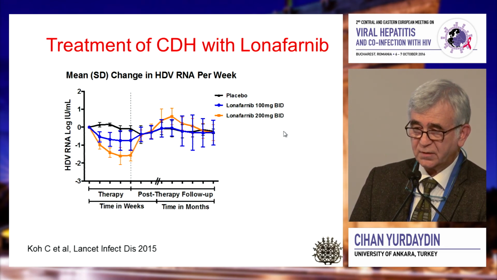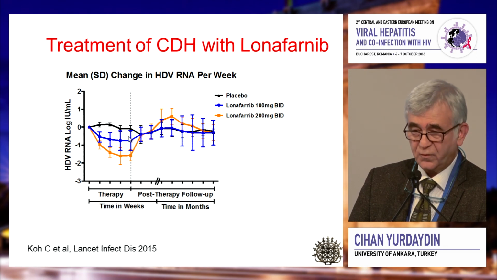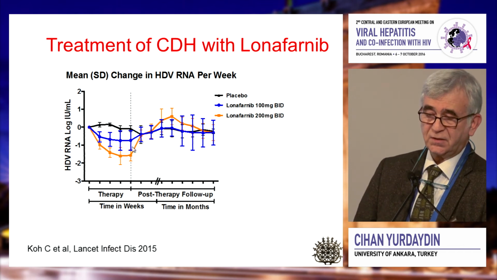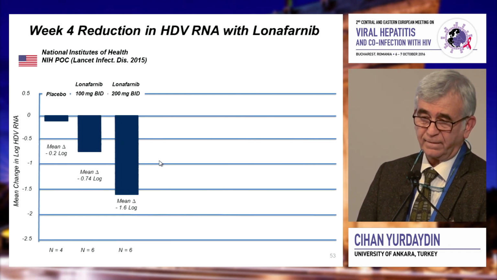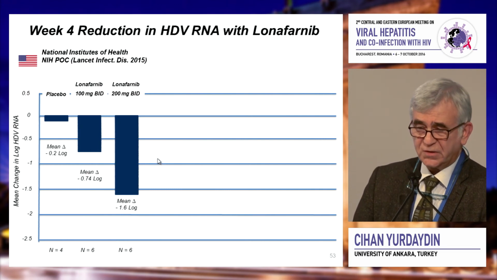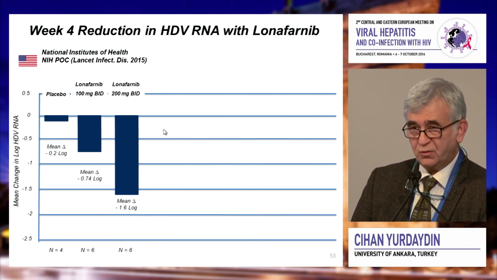Now, the prenylation inhibitor lonafarnib is the farnesyl transferase inhibitor which has been used in delta hepatitis. A phase 2 proof of concept study for 4 weeks showed that it led to a dose-dependent decrease of HDV RNA. Additional studies for optimization of the use of lonafarnib were performed.